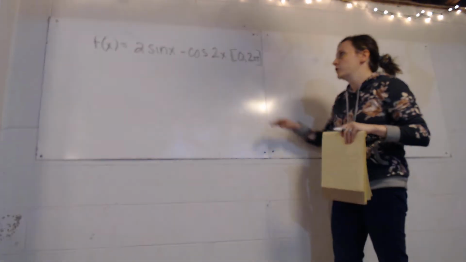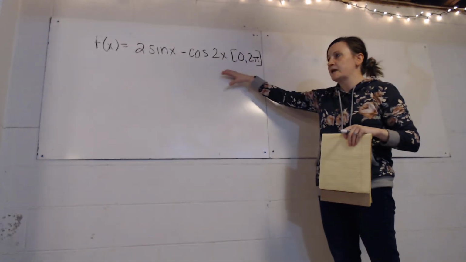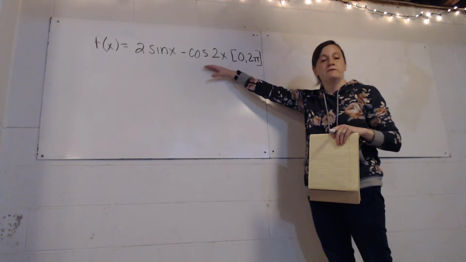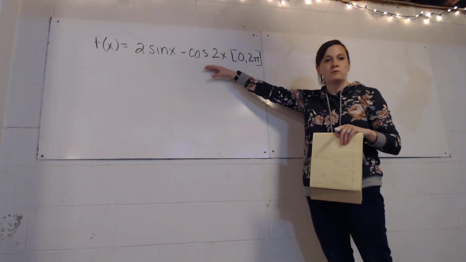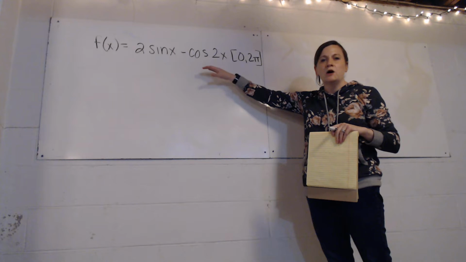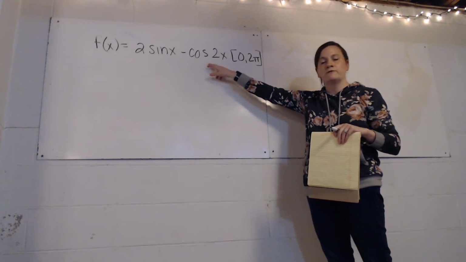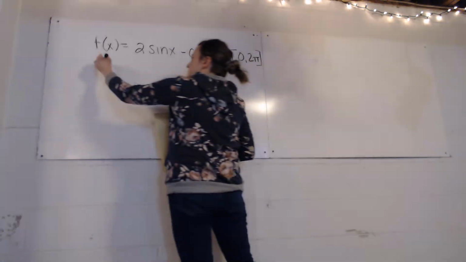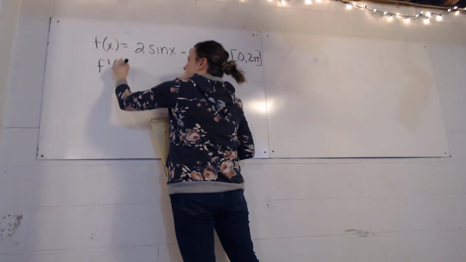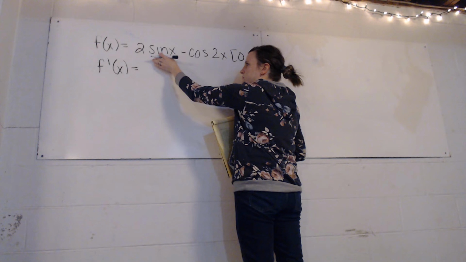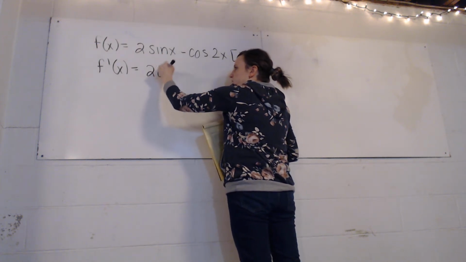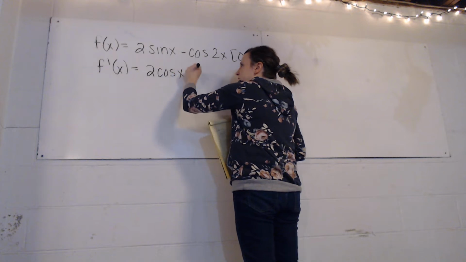Okay, so we go through the same steps that we did in the previous PowerPoint. We first take the derivative of the function, and we want to find our critical points. Remember, critical points are any points where the derivative of your function is 0 or undefined. So I'm going to take the derivative of this. The derivative of 2 times the sine of x: the derivative of sine is cosine, so this would be 2 times the cosine of x.